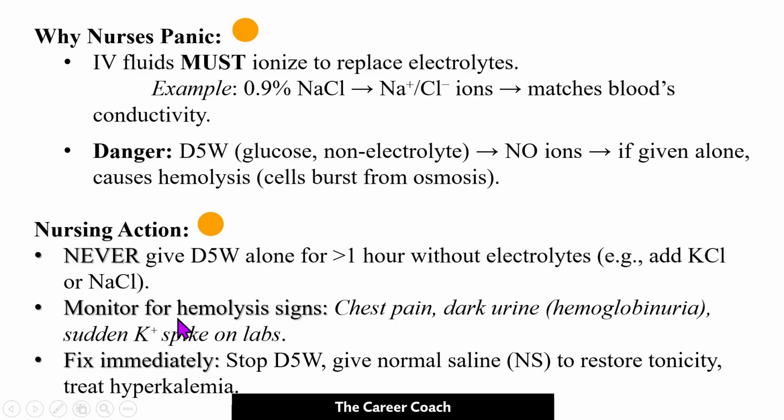Next, nursing action. Nurses must monitor for hemolysis signs such as chest pain, dark urine, which indicates hemoglobinuria, and there is also a sudden spike in potassium ion in the lab. These are what you must take note of. You must fix them immediately. How do you do that? Stop the infusion once you see this sign. Stop 5% dextrose water, give normal saline to restore tonicity and treat hyperkalemia. This is very essential for the nurse in the practical session.